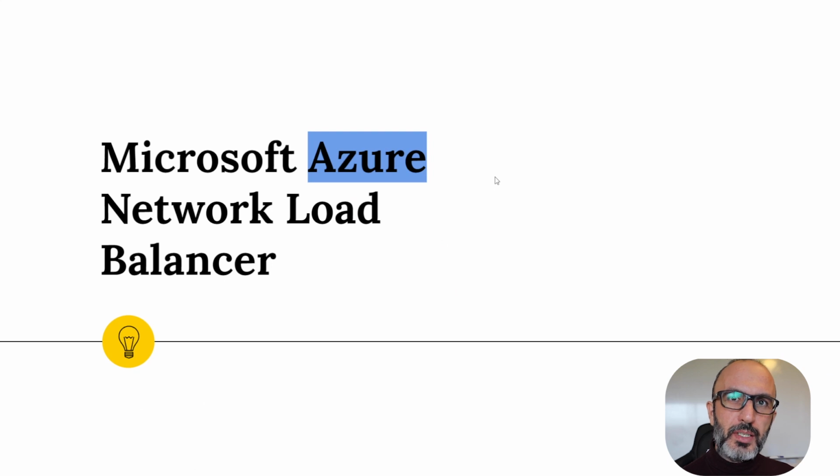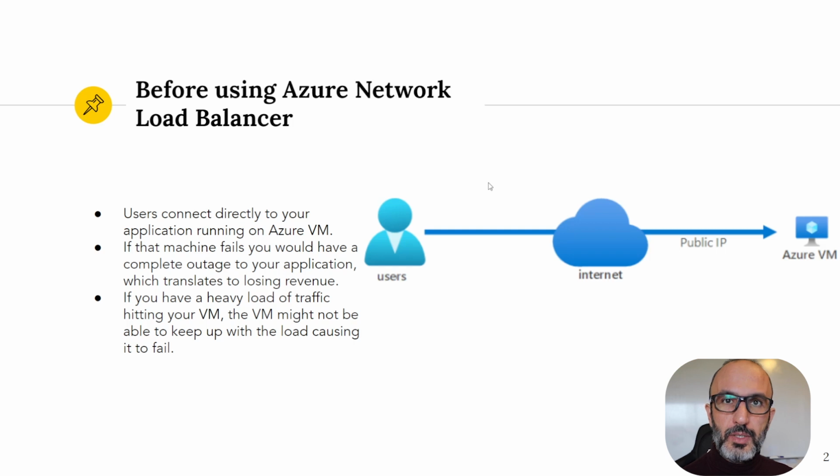Before starting to talk about the Microsoft Azure Network Load Balancer, let's talk about how a user connects to your application running on top of your Azure virtual machine. Normally, you would have an Azure virtual machine running your application. That virtual machine will have a public IP address, and users will access it over the internet. The issue with this setup is that if this machine faces any type of error that would cause it to fail, you would have a total outage for your application, and that would translate to revenue loss.